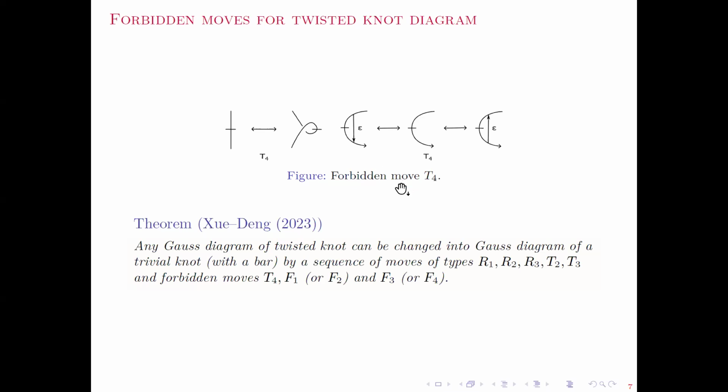It has been proved that if you apply T4, F1, or F2, or F4, because under all the twisted moves, F1 and F2 are equivalent and F3 and F4 are equivalent, so you can take T4, F1, F3. If you allow these three moves, any twisted knot diagram becomes a trivial diagram.